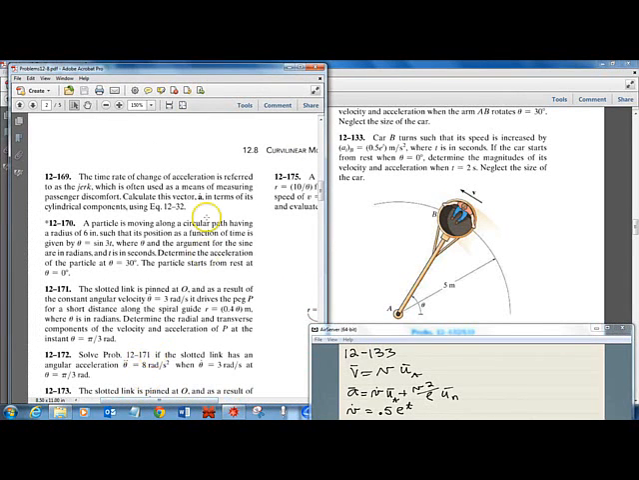Particle is moving along a circular path having a radius of 6 such that its position as a function of time is given by theta equals sine of 3t, where theta is the argument for the sine in radians and t in seconds. Determine the acceleration of the particle when theta equals 30 degrees. Starts from rest at theta equals 0.